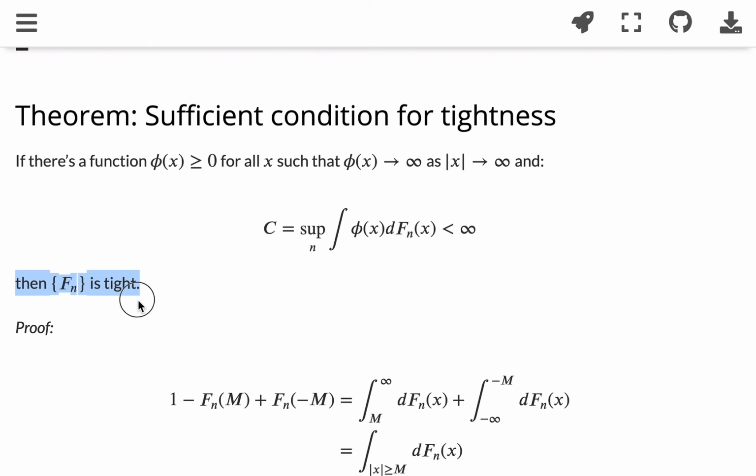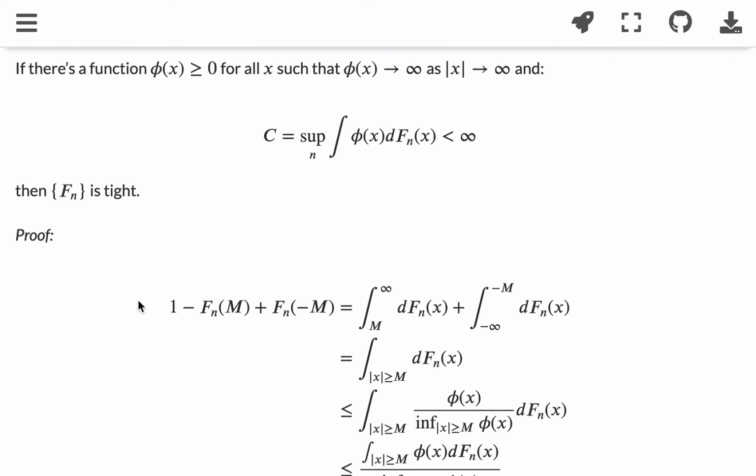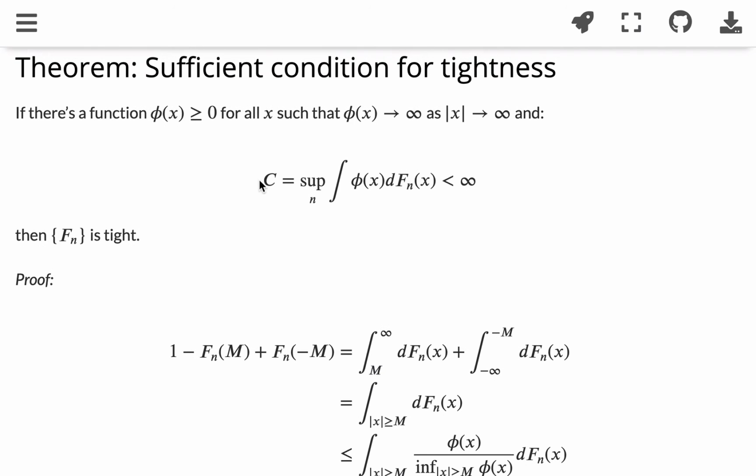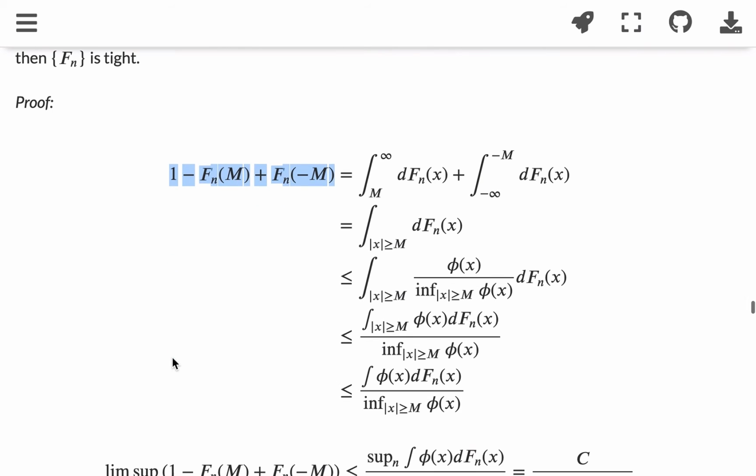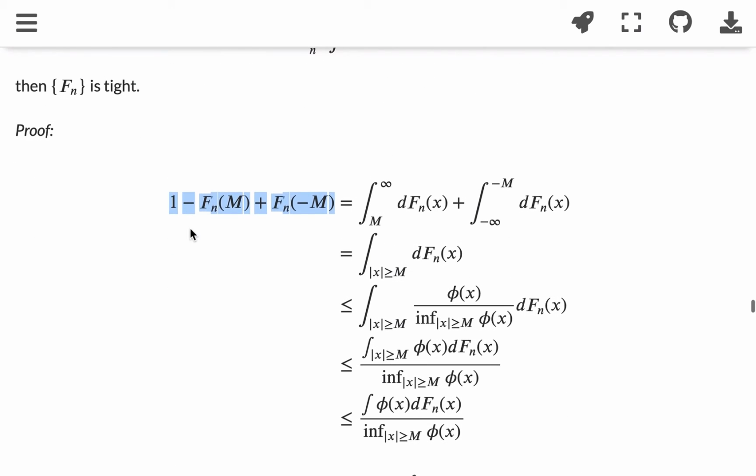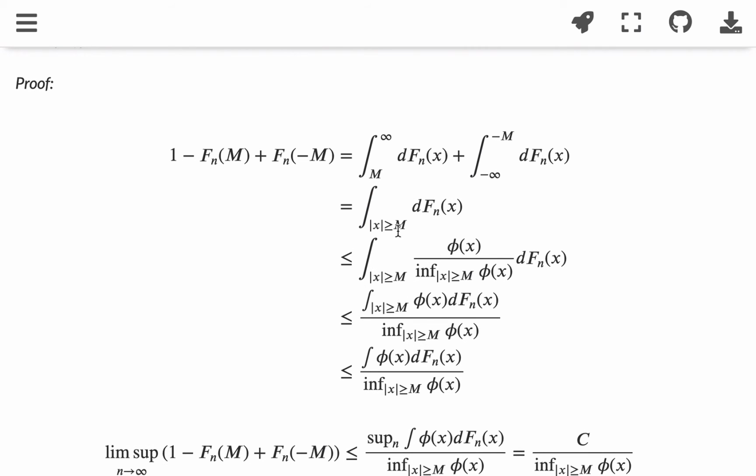that makes Fn tight. So to prove that, let's try to use this condition to prove that this will be less than or equal to some epsilon. So 1 minus Fn with some constant m plus Fn minus fm is just the two tails, right? The two tails of integral, which is just this form. But so this is just integral of a function, function 1 here.